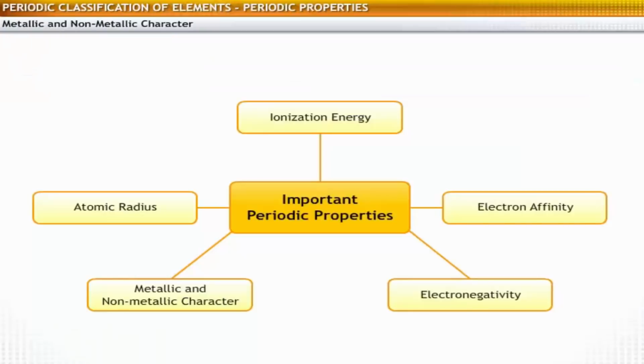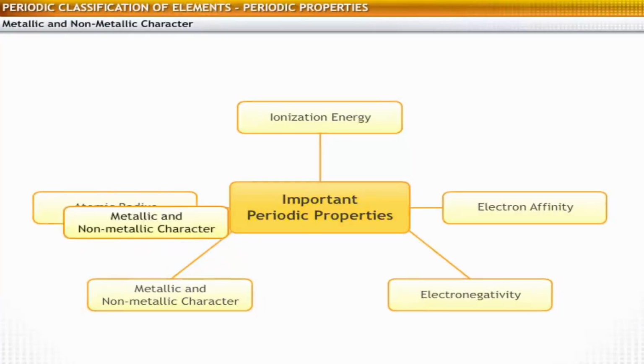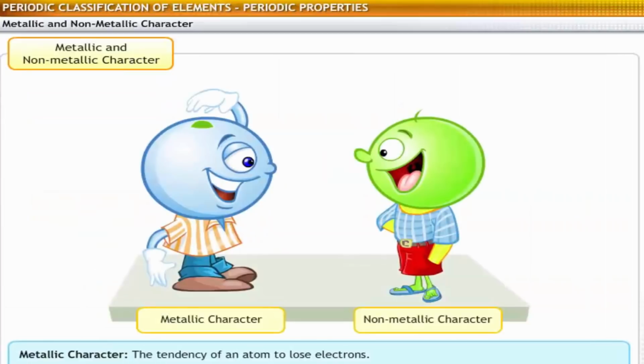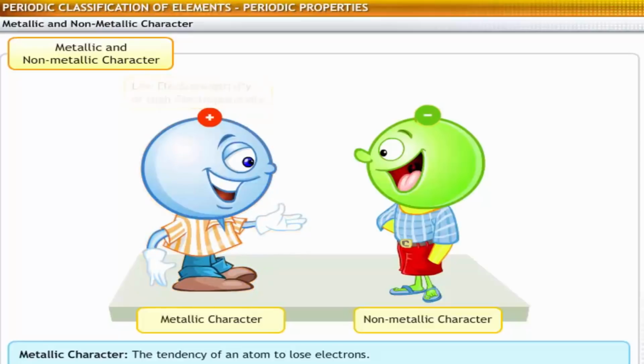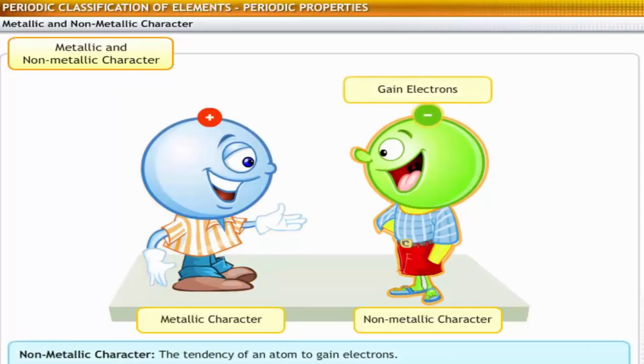The last important periodic property is metallic and non-metallic character. Metallic character is defined as the tendency of an atom to lose electrons. The tendency to lose electrons is due to low electronegativity or high electropositivity. Non-metallic character is the tendency of an atom to gain electrons.